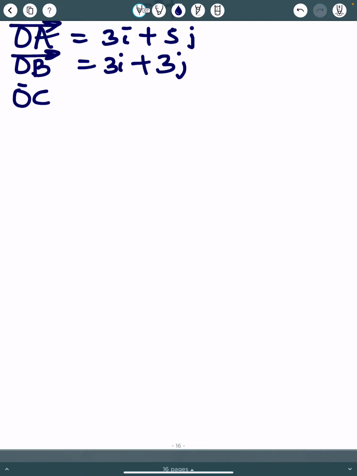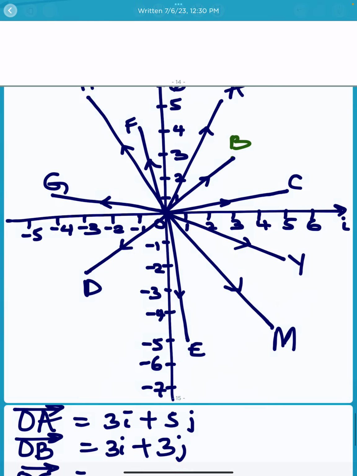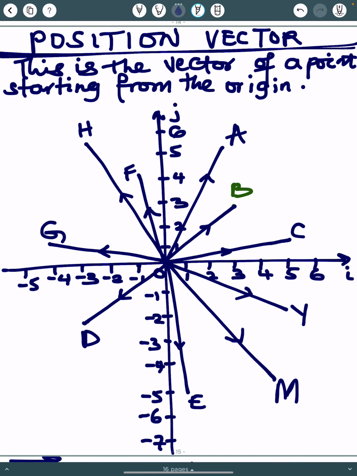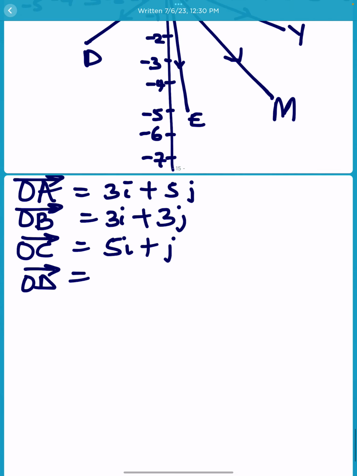Let's do OC. Let me read off OC. The position vector OC, what's its distance on the horizontal axis from the origin? It is 5 units here. You can see these broken lines. It is 5 units from the origin on the horizontal axis and 1 unit on the vertical. So that's 5i plus 1j. So position vector OC is 5i plus 1j. For j, I don't need to write the one. We don't write one in algebra.